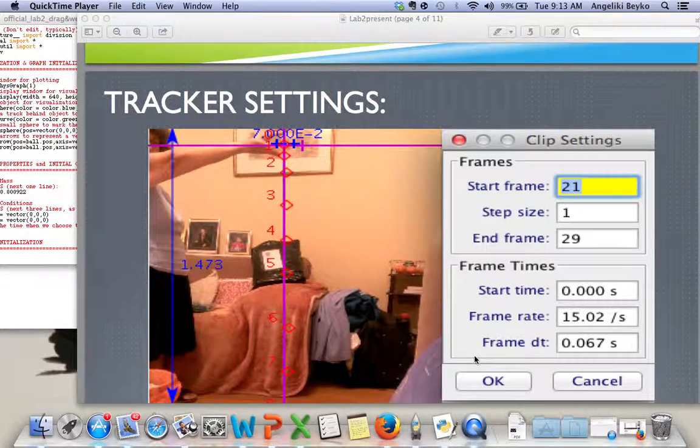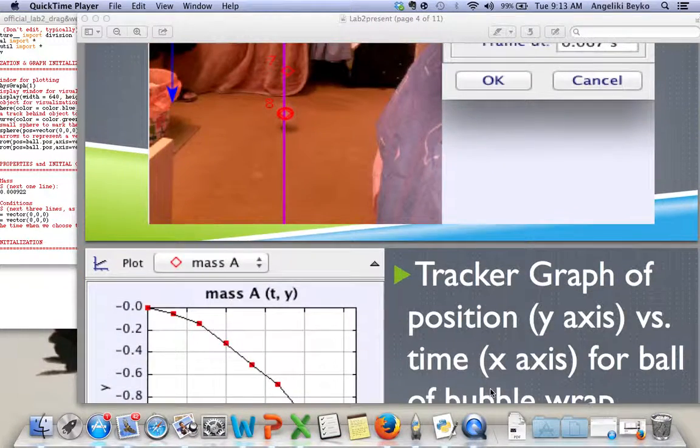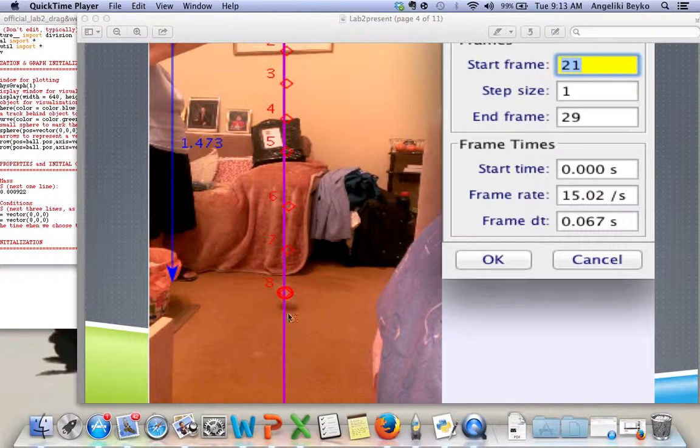So these are the Tracker settings. You can pause the video if you'd like to take a closer look. And the system that I used was a rolled up piece of bubble wrap, and the surroundings are everything else in the apartment.